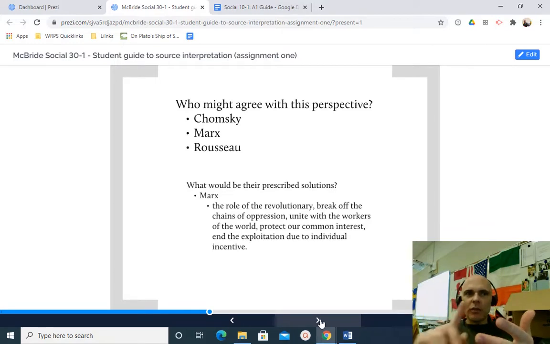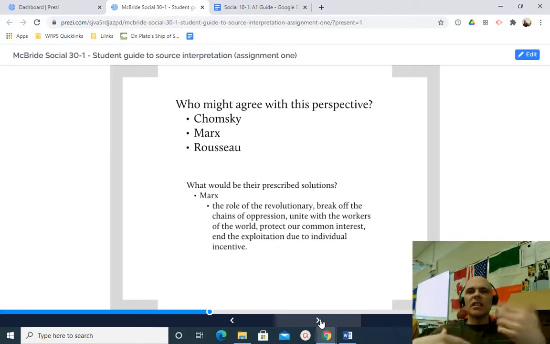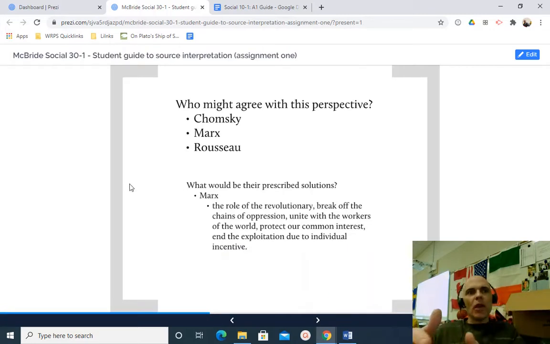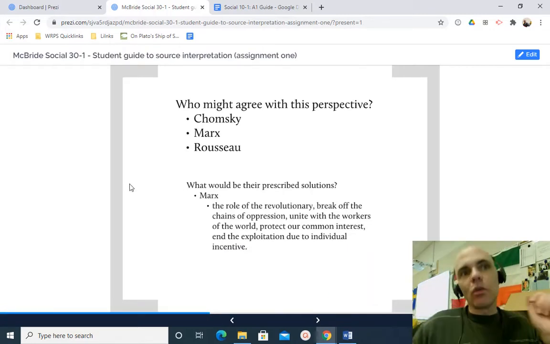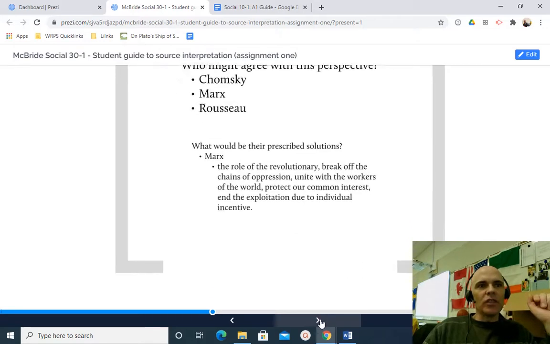What does Rousseau believe? What kind of world does he want to create? And then when they're presented with a source like this, they can see some of the underpinnings or the echoes of these philosophers. So what might be their prescribed solution? Well, Marx would say the role of the revolutionaries is to break off the chains of oppression, unite with the workers of the world, protect our common interest, and the exploitation due to individual incentive.